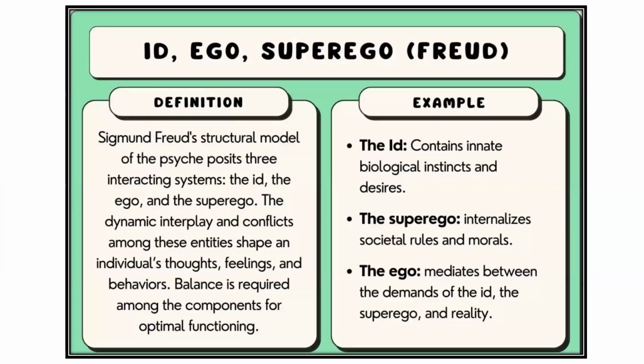So this is again for you to revise quickly. When we talk about id, it is our innate biological instincts and desires. When we talk about our superego, it is a moral police, it works on the morality principle. When we talk about ego, it is a mediator between id and our superego.